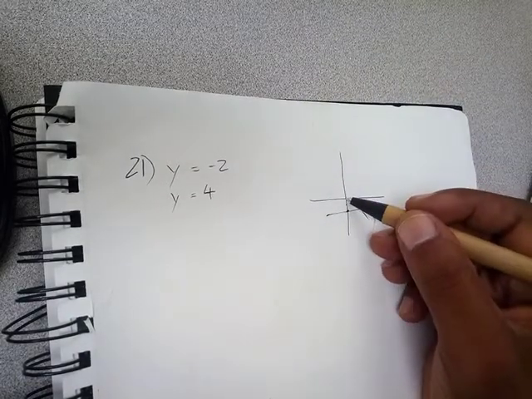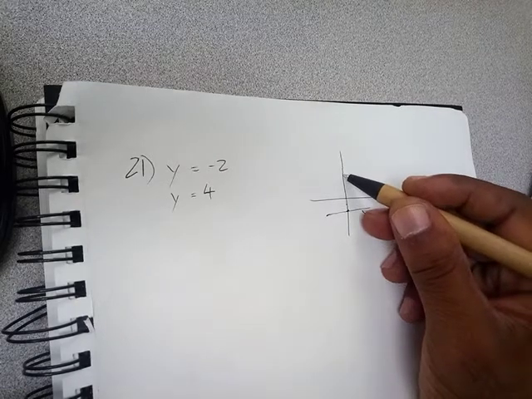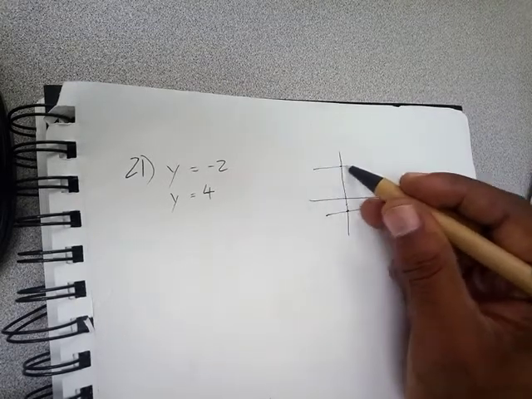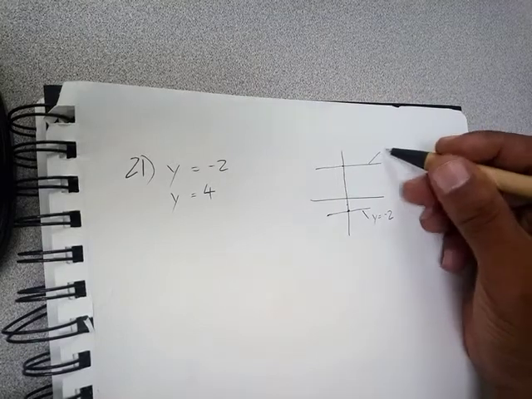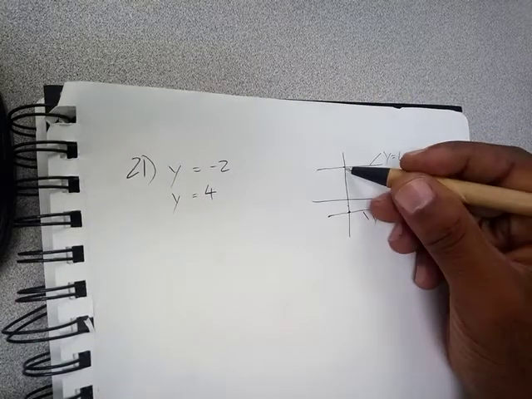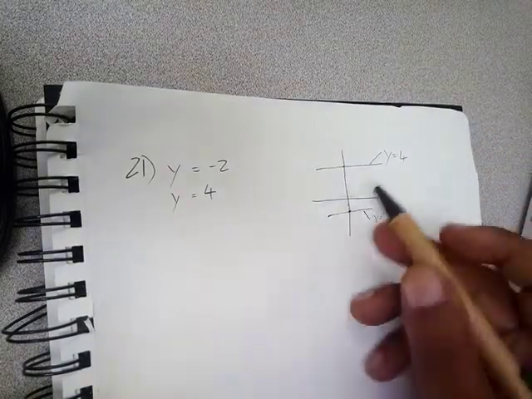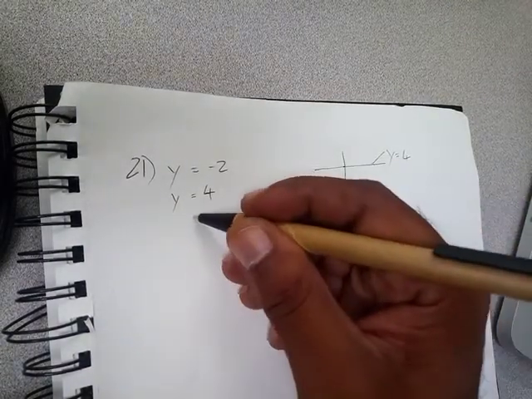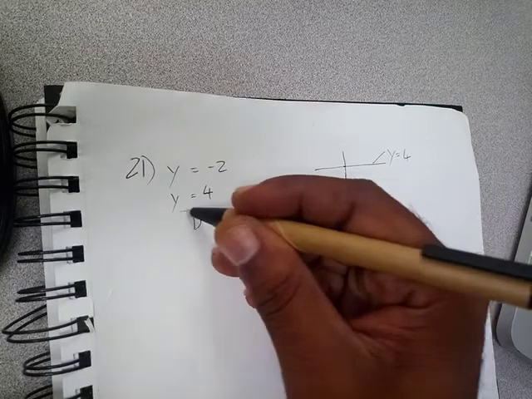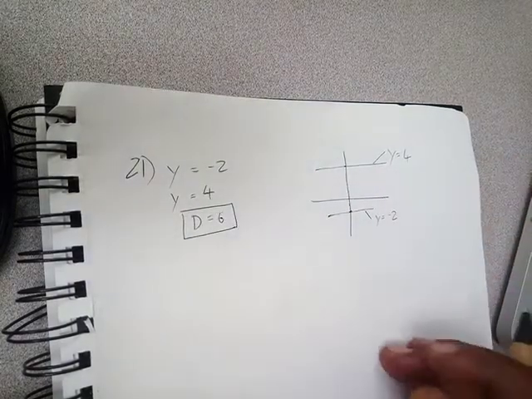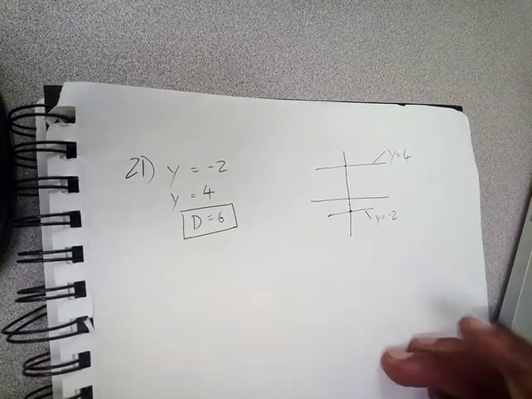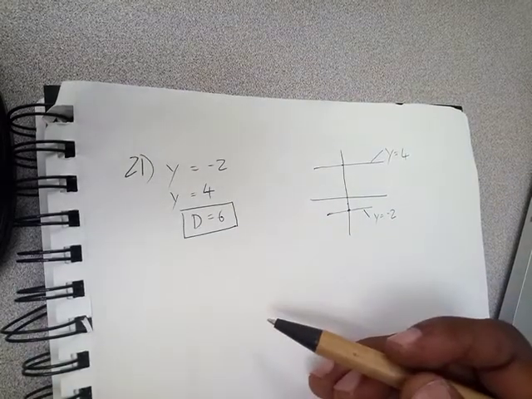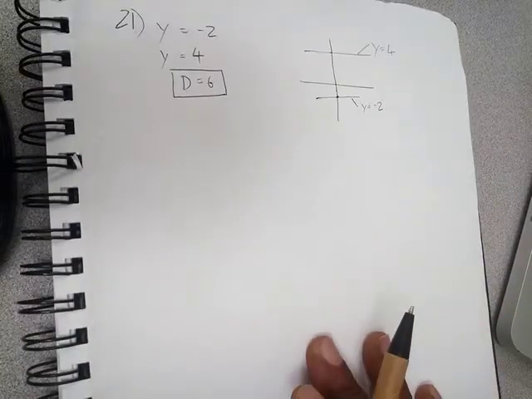Count up 4 for y equals 4: 1, 2, 3, 4. That's y equals 4. This is an obvious distance of 6. You can just count that by drawing it. You see that these are both horizontal lines. The distance is equal to 6. Is there any work to show for this? The illustration shows it. Next problem.